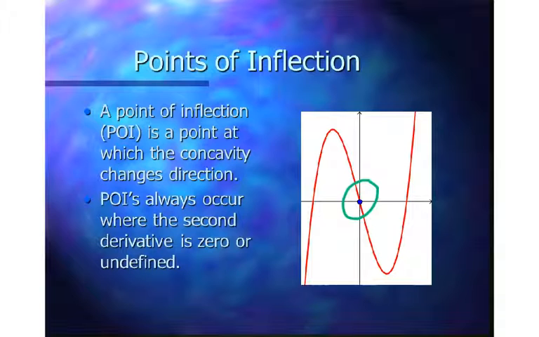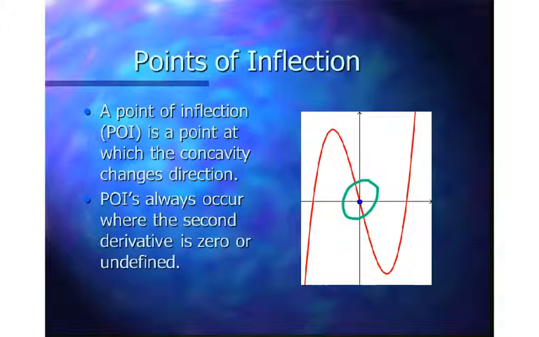Notice I said it stops being concave down and starts being concave up. That means that the second derivative has to change from being negative to being positive. And that can only happen if the second derivative is 0 or undefined. So a point of inflection will always occur at a point where the second derivative is 0 or undefined. Now, that does not mean that every time the second derivative is 0 or undefined that there is a point of inflection, but those are the only possible places where points of inflection could occur.